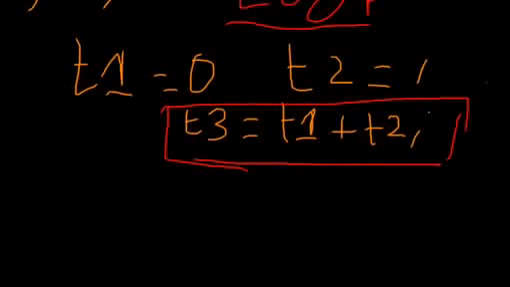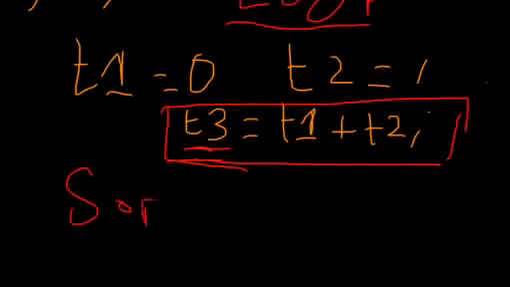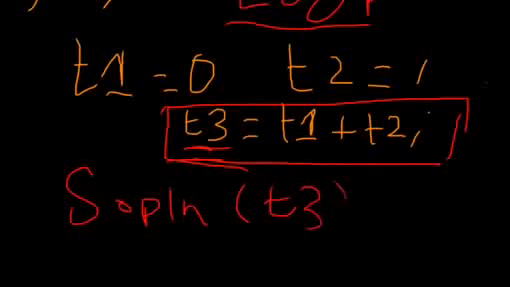because this is essentially the important term, right? The third term is the sum of the first two, and there you can, let's say, print out your T3 inside your loop.